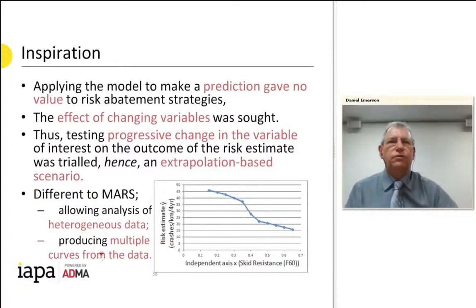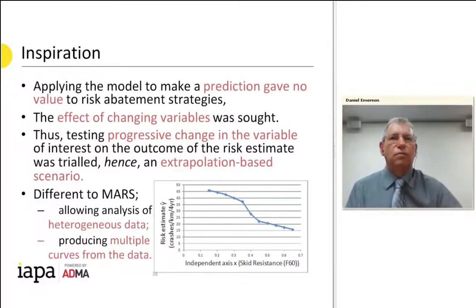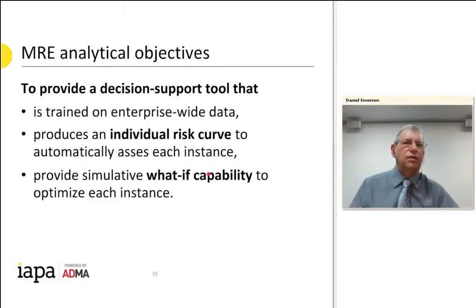Okay, so what are our objectives? Well, we want to provide a decision support tool that's trained on the enterprise-wide data. We want to produce individual risk curves to automatically assess each instance. So from the whole network, identify roads that are likely to be risky and provide simulative what-if capability to optimise each instance. We want to be able to judge on latent risk rather than an express risk as is done now.